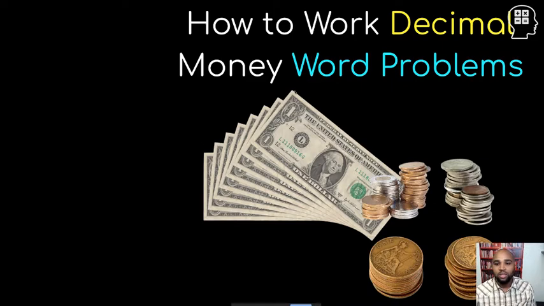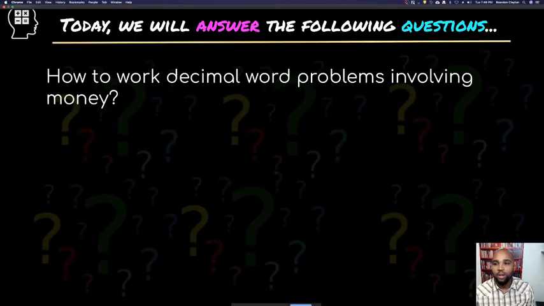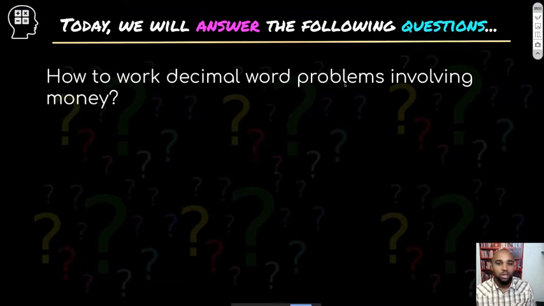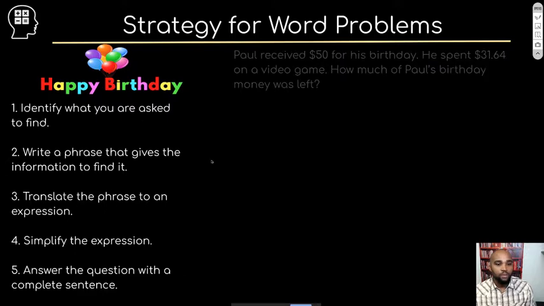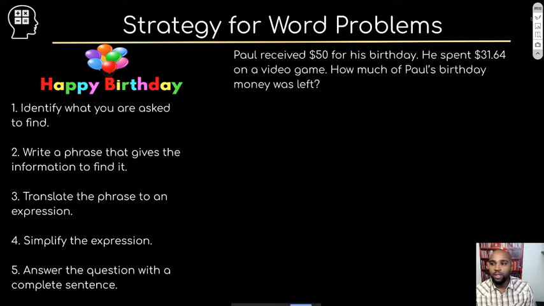All right, so let's start with how to work these problems in word problems. I only got one question today, really: how do you work decimal word problems involving money? So I'm going to give you a step-by-step. Here are 5 steps that you want to go through when answering word problems. So hopefully you get the gist of it as we go through.